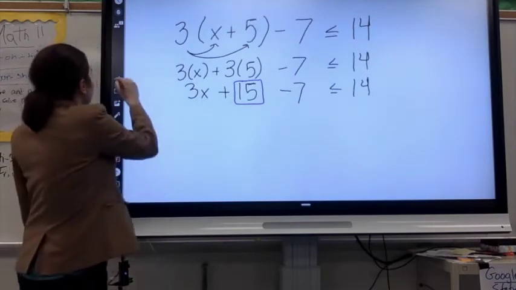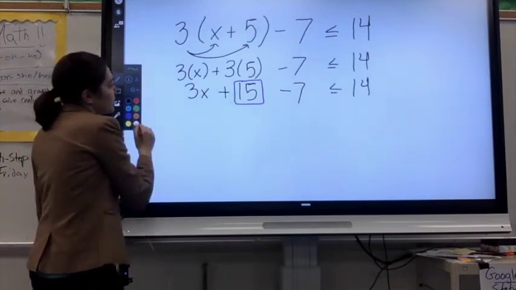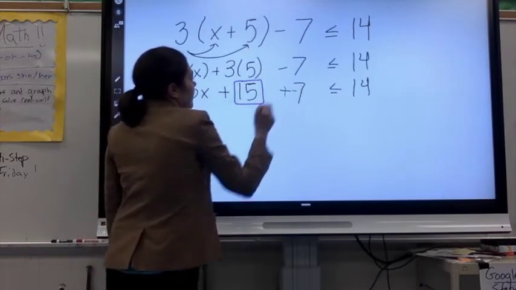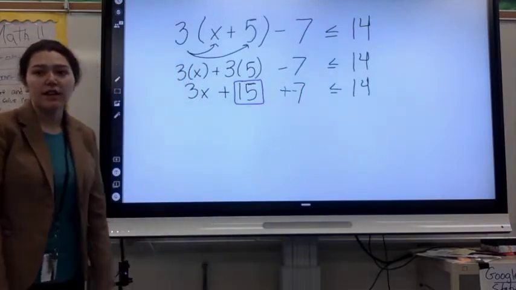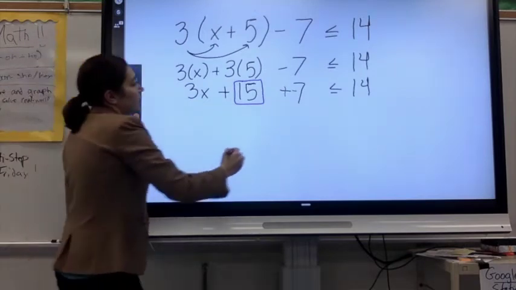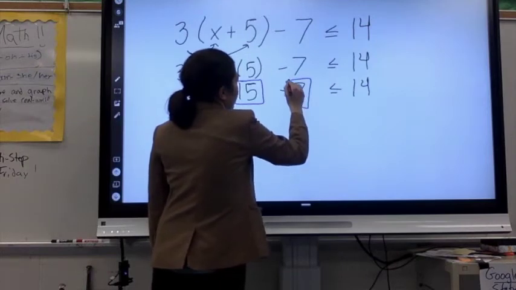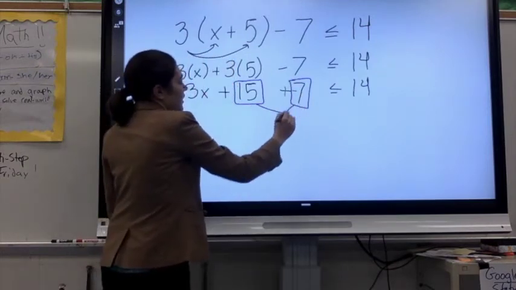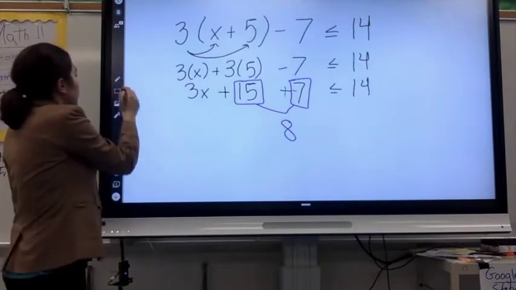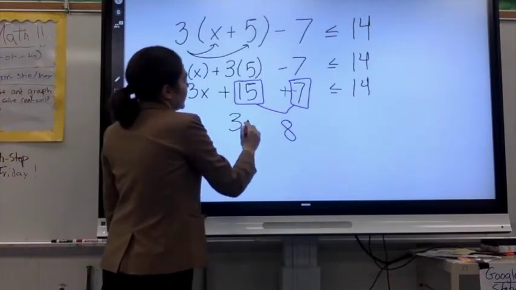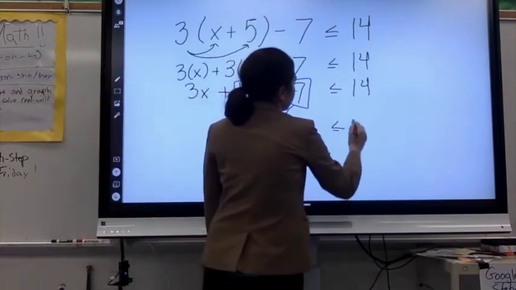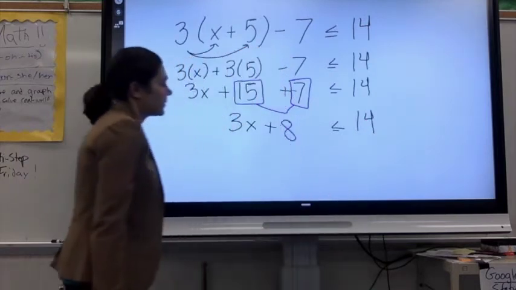When combining like terms, a good rule of thumb is to change subtraction into adding the opposite. In this case, subtracting 7 is the same thing as adding negative 7. So then I can add 15 and negative 7. 15 plus negative 7 is 8. That's what I'm getting when I combine those like terms. Then again, I drop down my 3x, the less than or equal to, and 14.